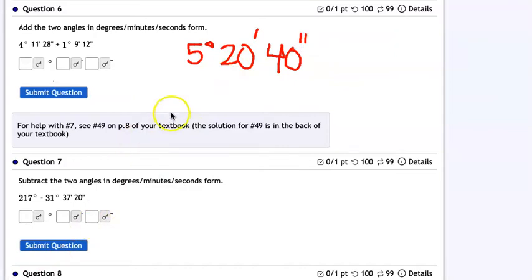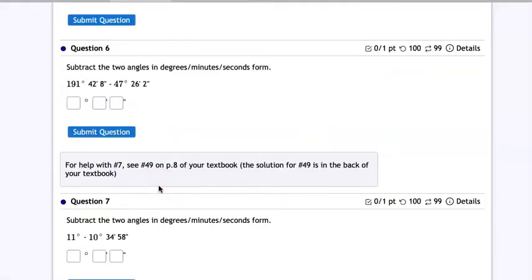Okay, so here I'm going to have a new version of question 6. Question 6 is not showing up. What's wrong? Okay, hold on. Here we go. Here is a new question 6.